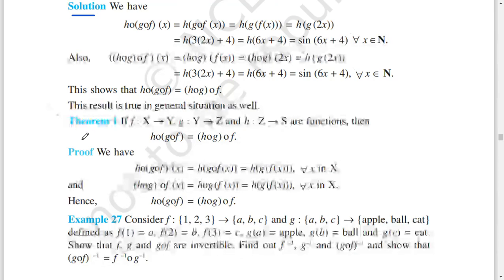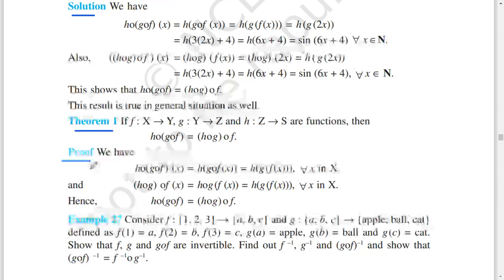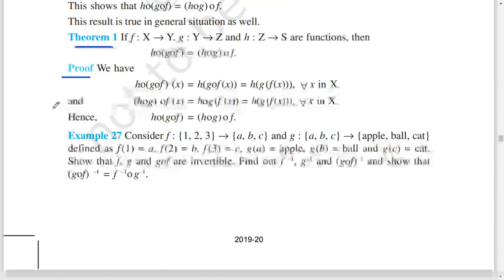Theorem 1. If f: X → Y, g: Y → Z, and h: Z → S are functions, then ho(gof) equal to (hog)of. Proof. We have (ho(gof))(x) equal to h of (gof)(x) equal to h of g of f(x) for all x in X. And ((hog)of)(x) equal to (hog) of f(x) equal to h of g of f(x) for all x in X. Hence ho(gof) equal to (hog)of.